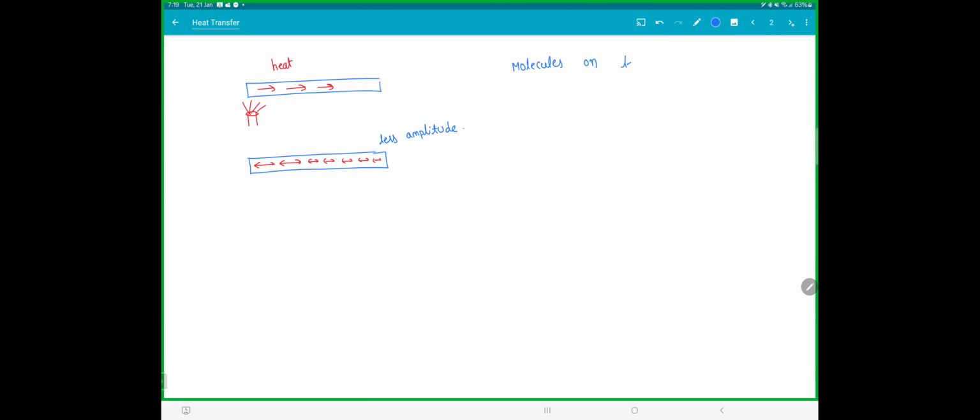This is conduction. So end of the day, fundamentally what is happening is collisions. And heat is nothing but molecular kinetic energy.